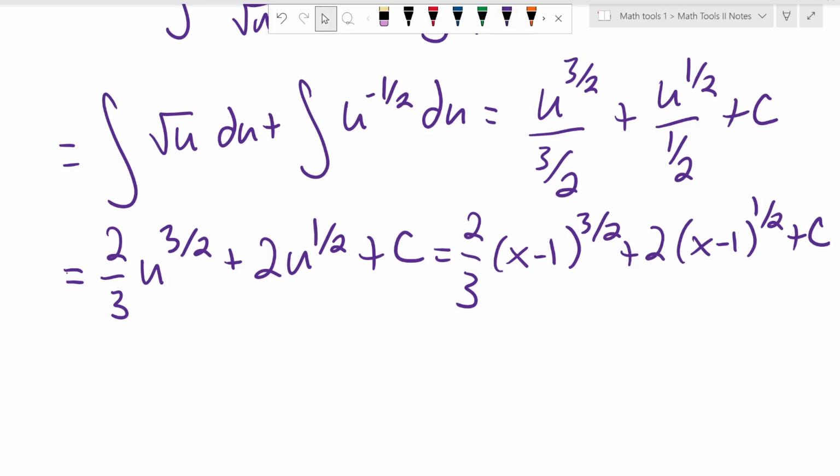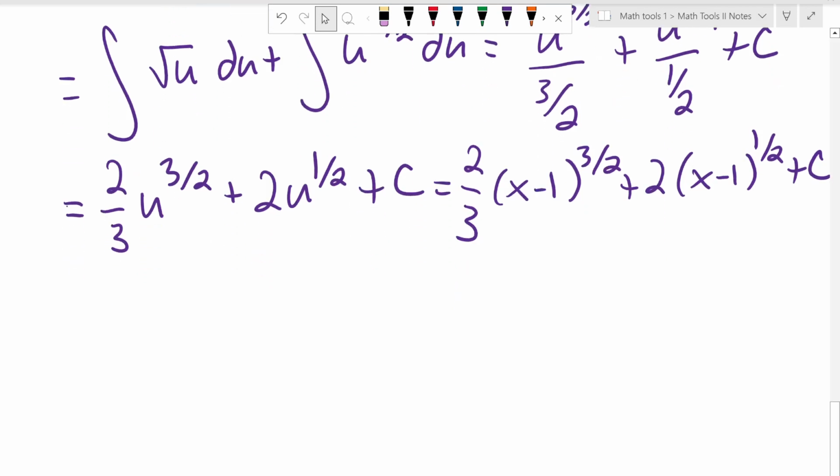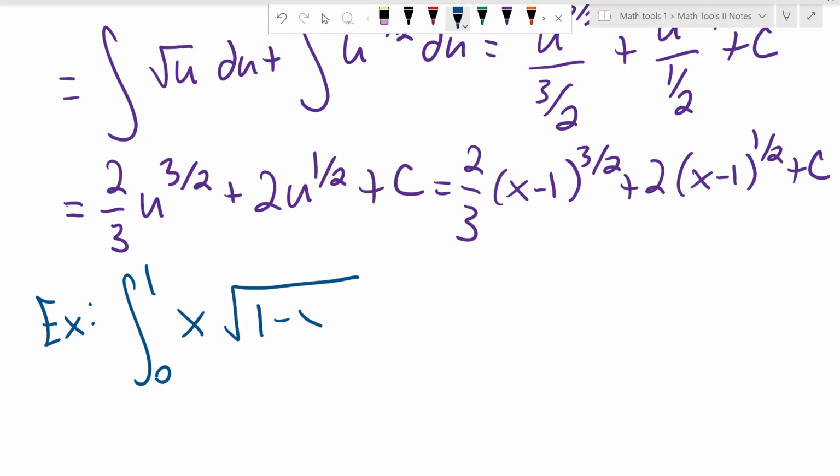Okay, for the next example, let's actually look at one where we're doing a definite integral. Here we're just looking at taking the indefinite integral. But how could we incorporate this into ones where we're taking the definite integral? So let's do the integral from 0 to 1 of x times the square root of 1 minus x squared dx.